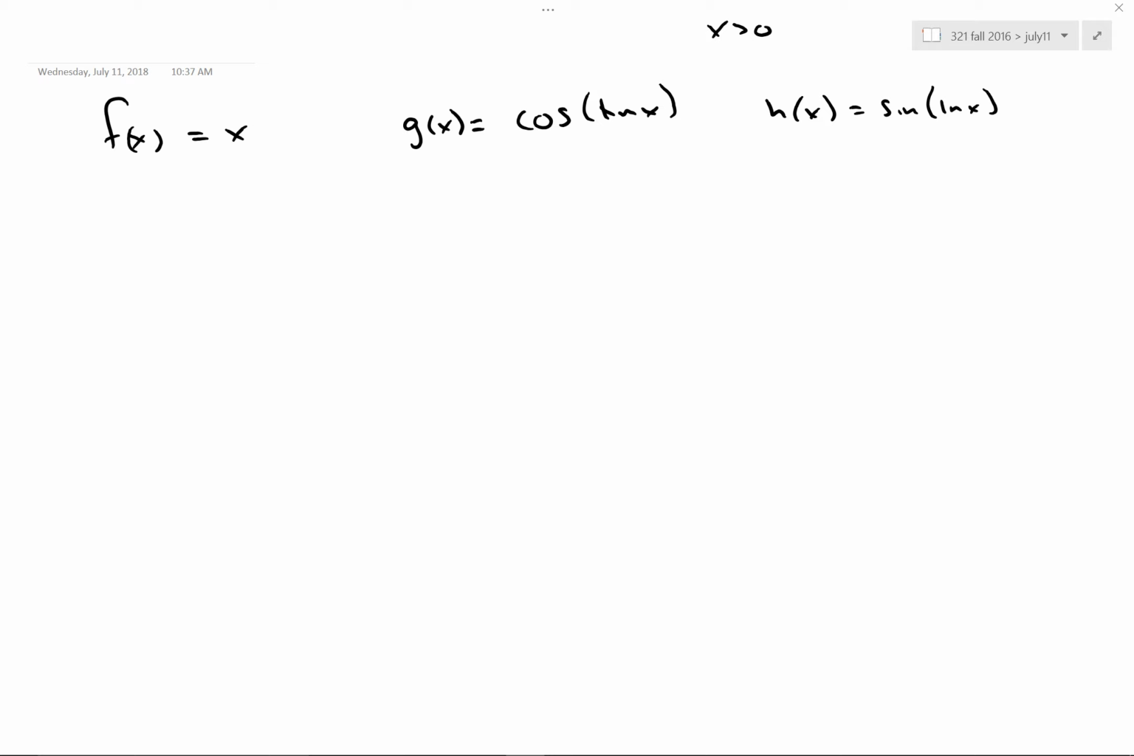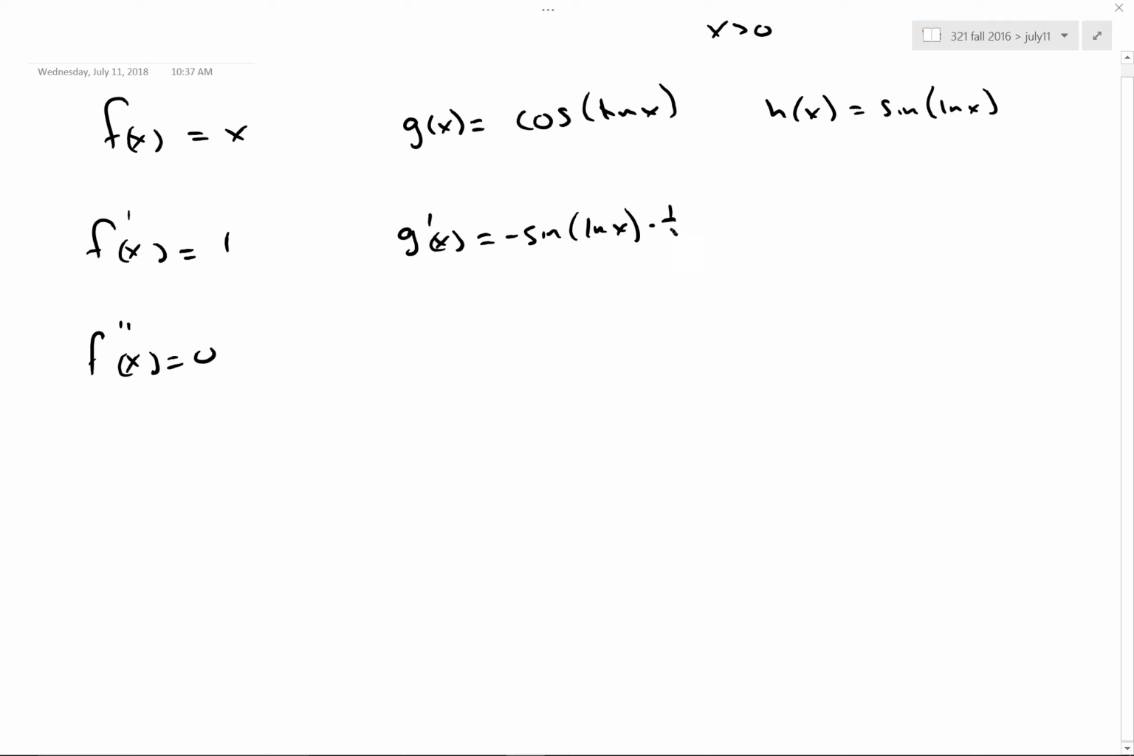Let's take derivatives by hand for fun. Let's do that first, I guess. So f prime of x is 1. F double prime is 0. What's g prime going to be? It's going to be negative the sine of the ln of x times 1 over x, yes? I think.